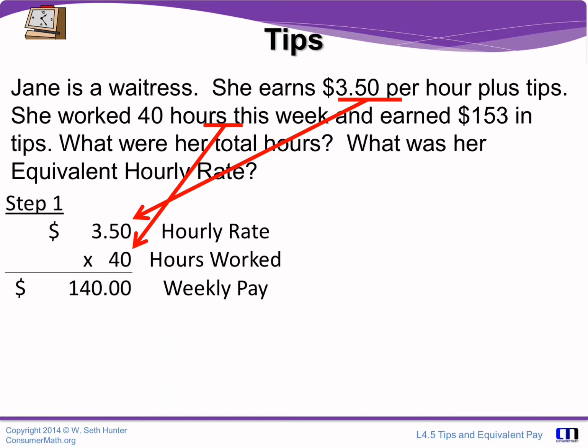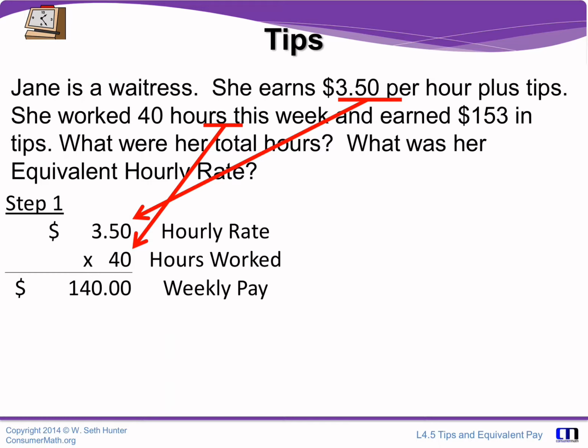So Jane is a waitress. She earns $3 per hour plus tips. She works 40 hours this week and earns $153 in tips. So what is her total hours? What was her equivalent pay?